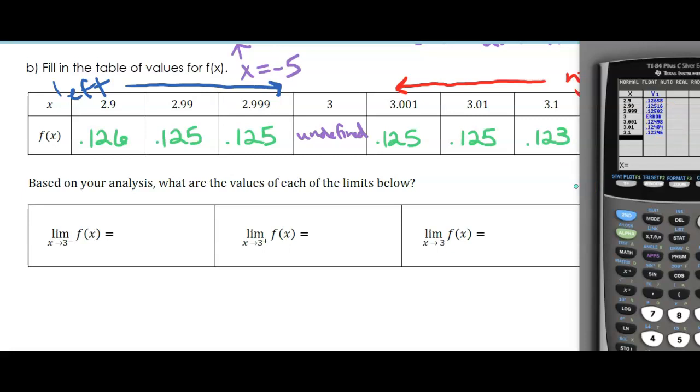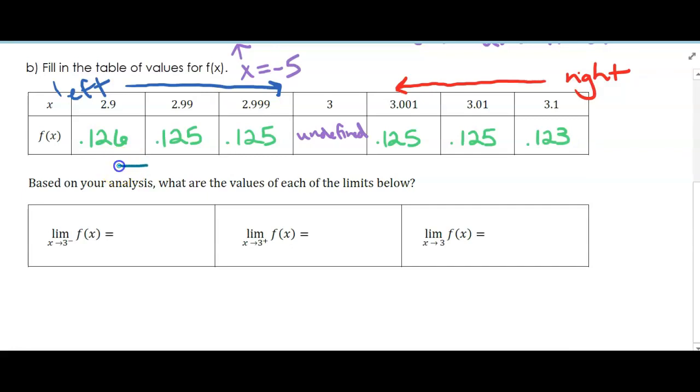But as we're looking at this, right, and we're thinking, hey, as I am getting closer and closer to 3 from the left, what are my y values approaching? We're at 0.126, 0.125, 0.125. It looks like we're getting close to 0.125 as we approach 3 from the left. If we do the same thing from the right, 0.123, 0.125, 0.125, also looks like I am approaching a y value of 0.125.